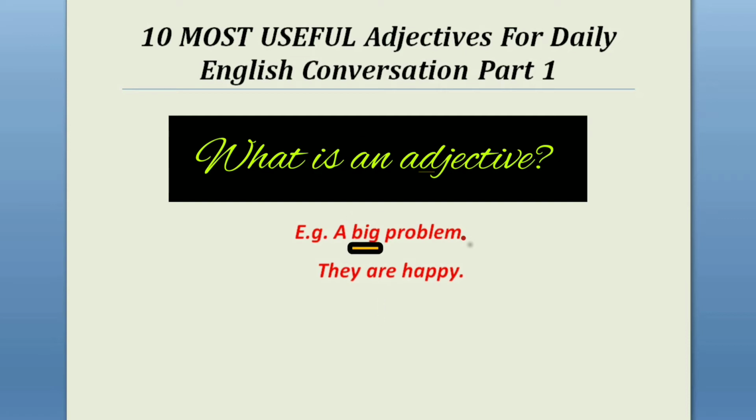The second example is they are happy, right? Obviously I'm talking about some people and I'm using the pronoun they, and I'm talking about their condition, they are happy, so I'm using this adjective happy to talk more about those people, right? Like this way we can use adjectives, and this is just to get going and make you understand what exactly is the use of adjective.